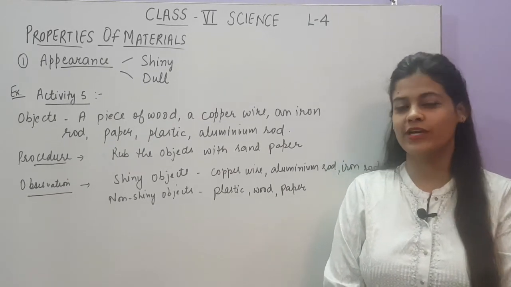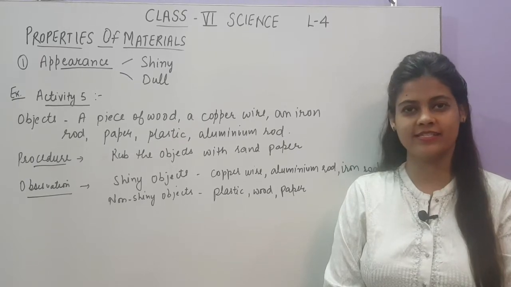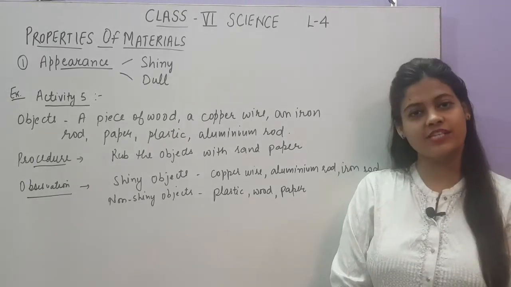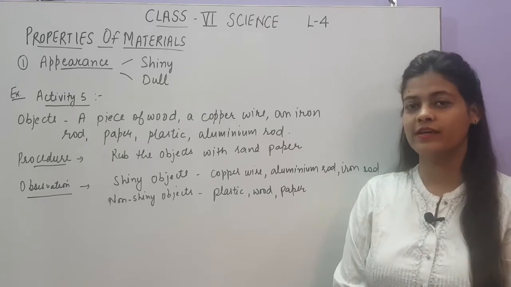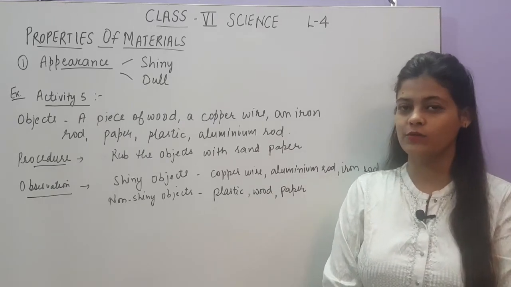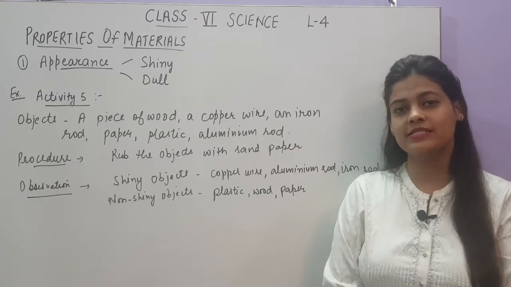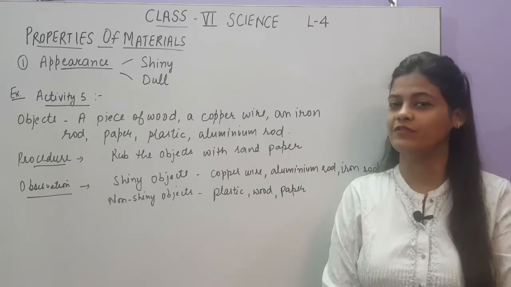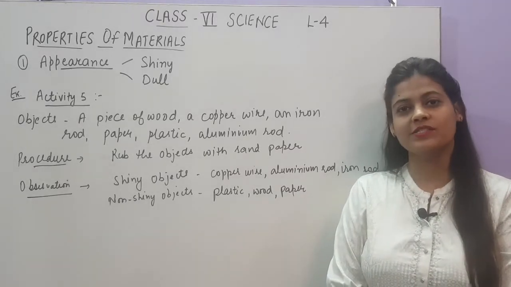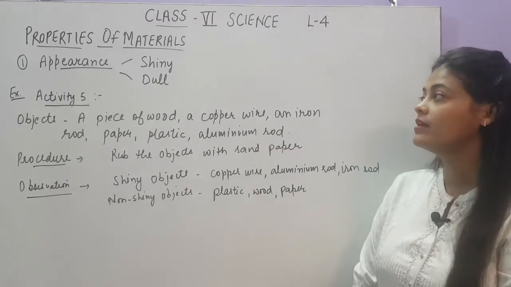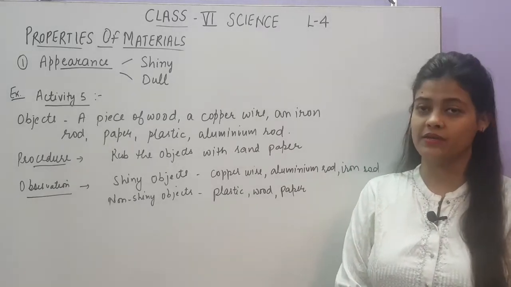So let's start with today's science class of class 6. We have started with chapter 4, sorting materials into groups. Yesterday we discussed the different materials and the objects made up of different materials. Today we will study the properties of materials. So the first property is appearance.